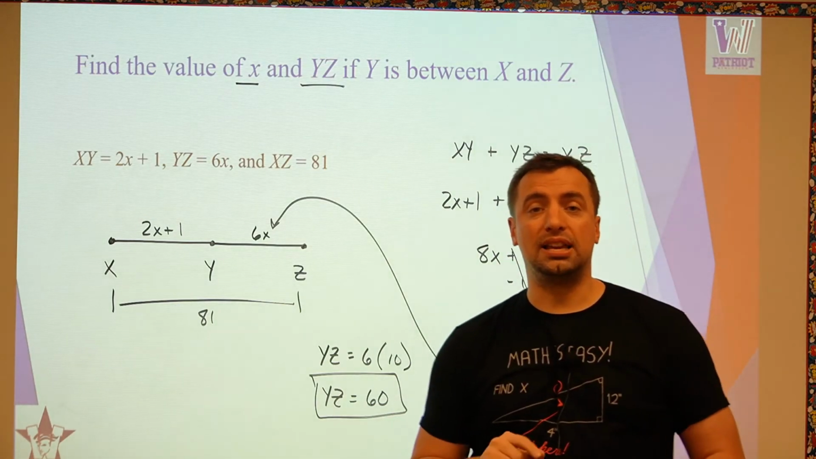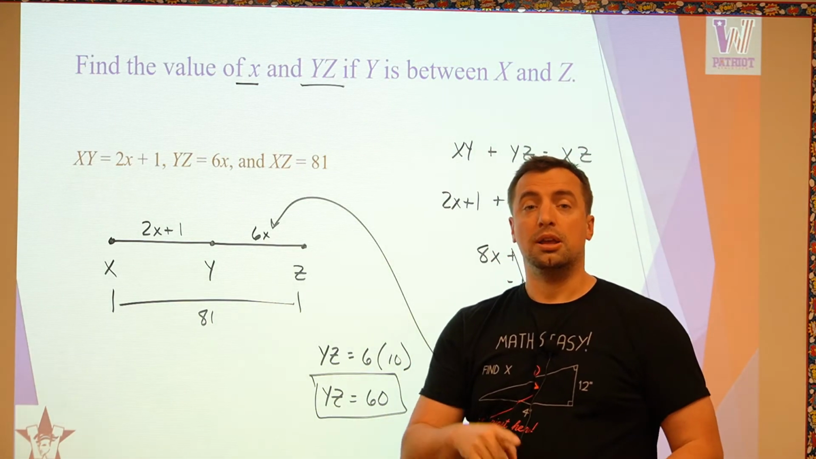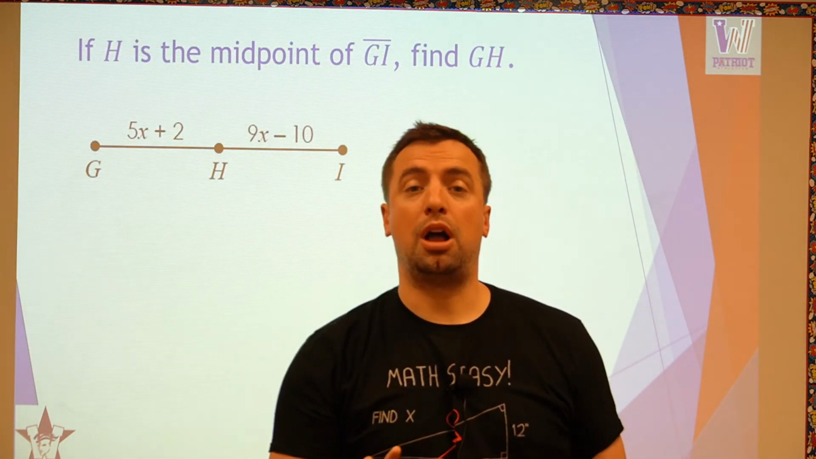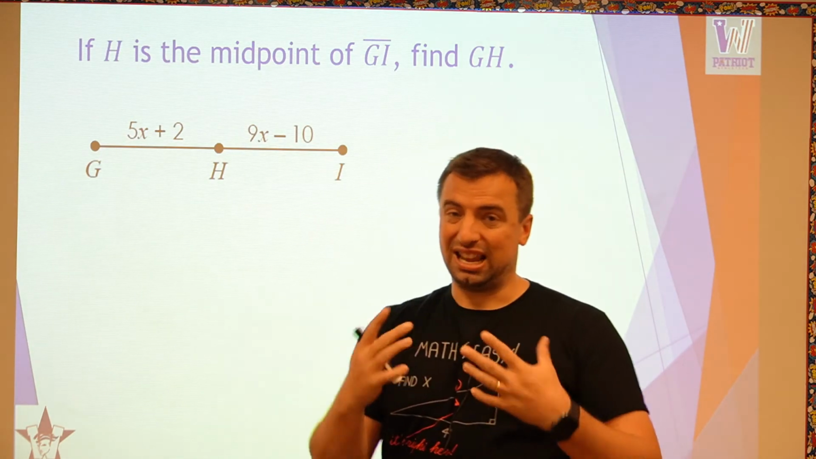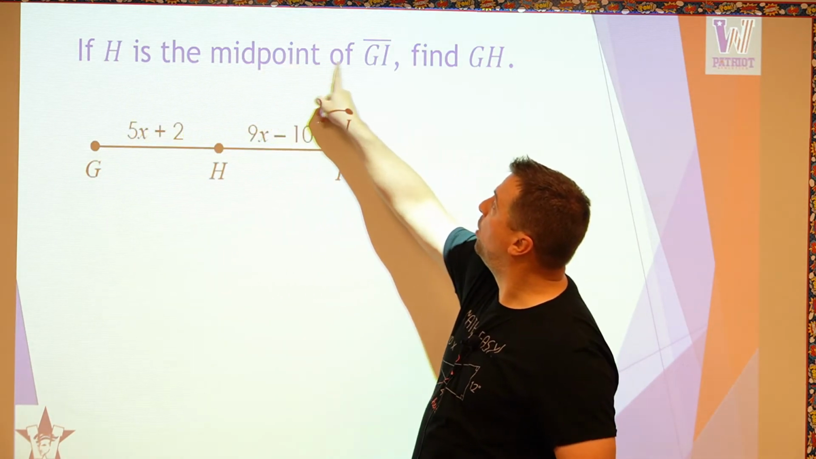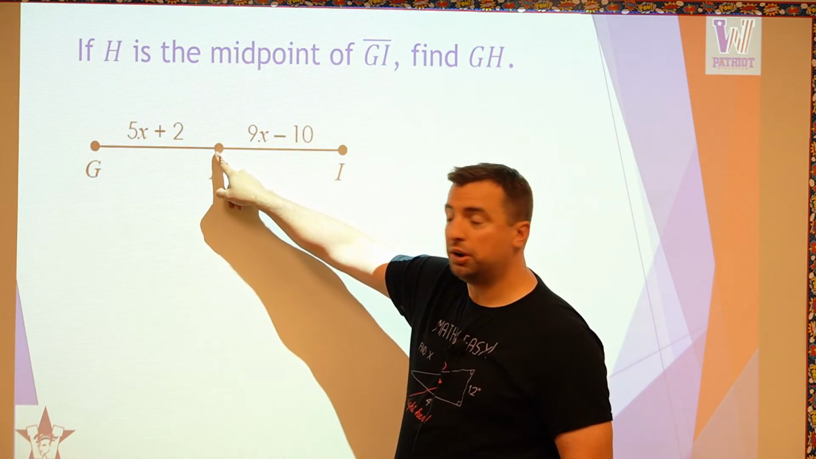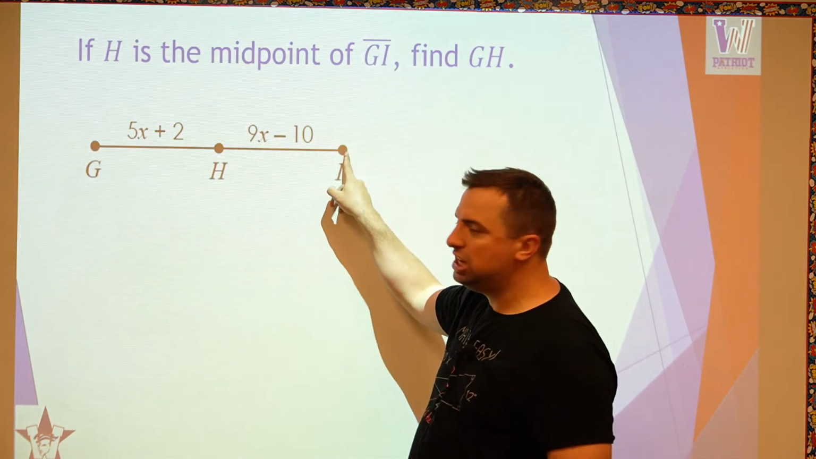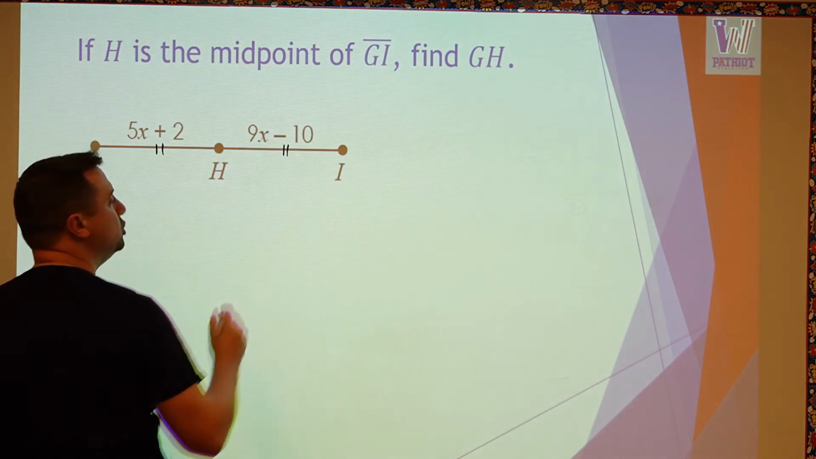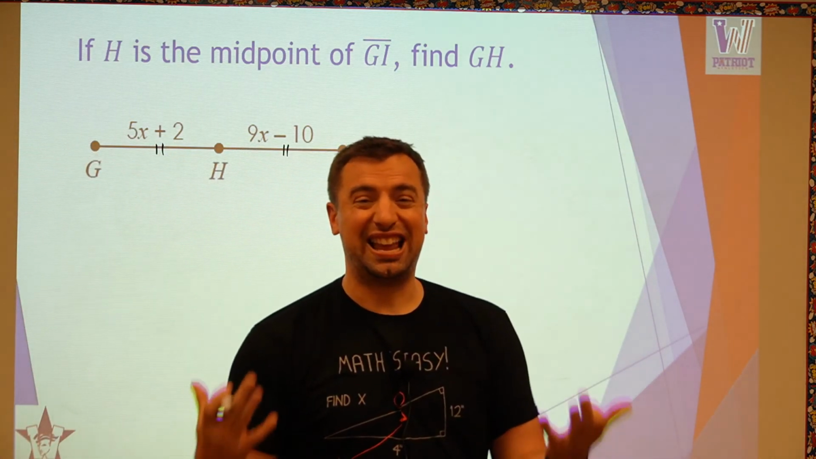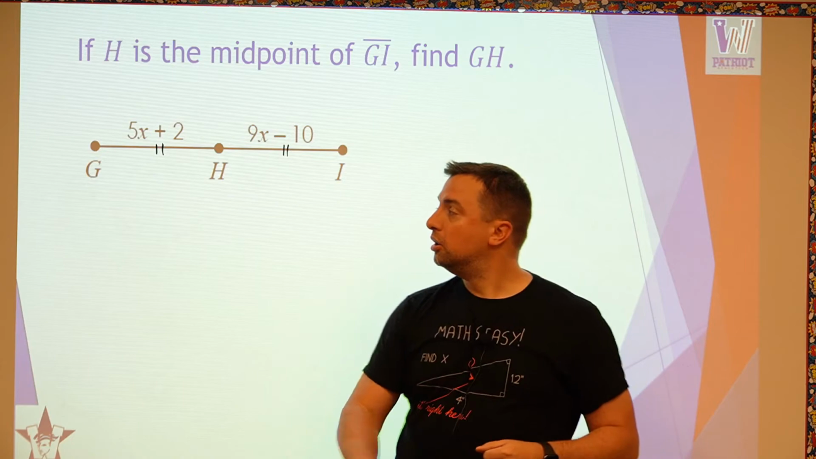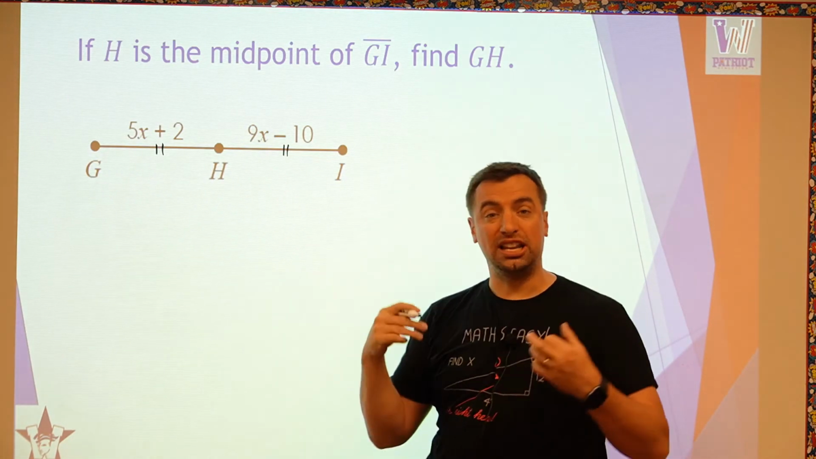Okay, we've got one more example here, and this is a really tough one because it deals with midpoints. Let's take a look at it. All right, here's our last type of problem with our segment addition postulate. But this one's kind of like a special case because in our directions it tells us if h is the midpoint of gi, that means this point right here is equidistant to both g and i.